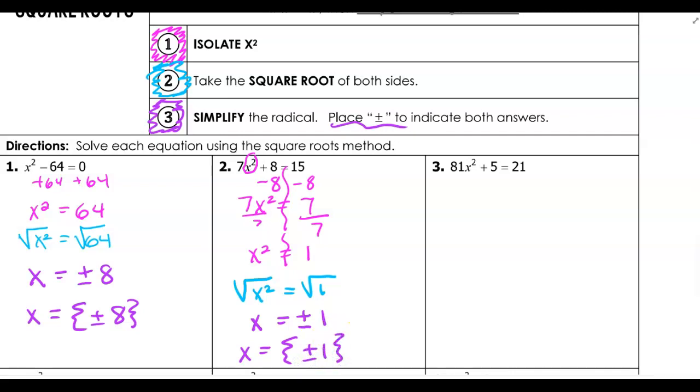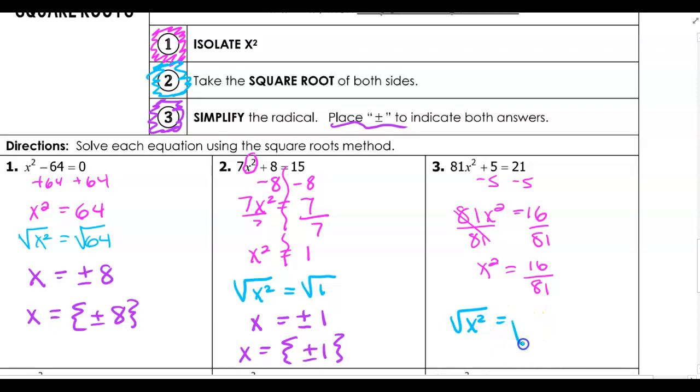Number 3. Start by subtracting the 5 from both sides, and we get 81x squared equals 16. Divide both sides by 81. So x squared equals 16 over 81. Next, we'll take the square root of both sides. So the square root of x squared equals the square root of 16 over 81.